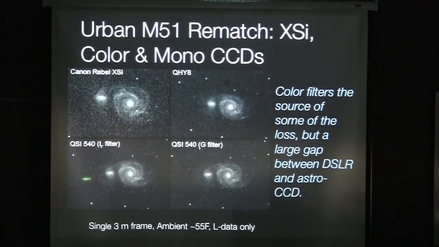So here we do also get to see that obviously if I stick a green filter or a red or whatever filter over the sensor, I'm going to get a hit versus getting the luminance data, but in some ways that's kind of the point. That is one of the things that a dedicated Astro CCD is going to do for you. It's going to let you get this kind of luminance data, which is going to make your picture look pretty, and then you can have a color overlay to go in there as well. So color filters are going to be some source of the loss, but there still is a pretty good gap between the digital SLR and the CCD.